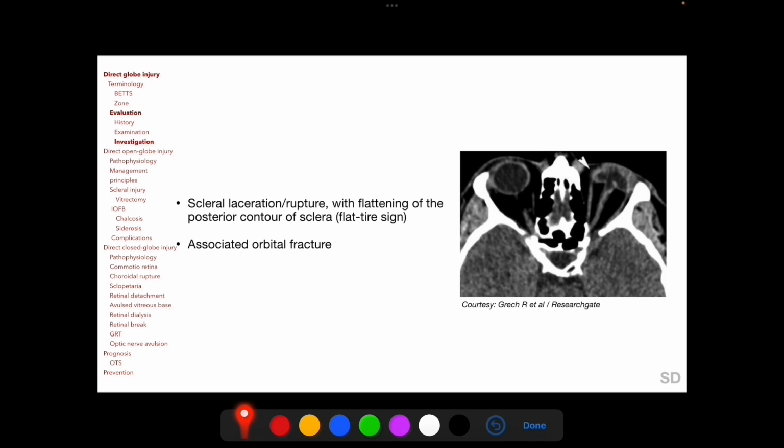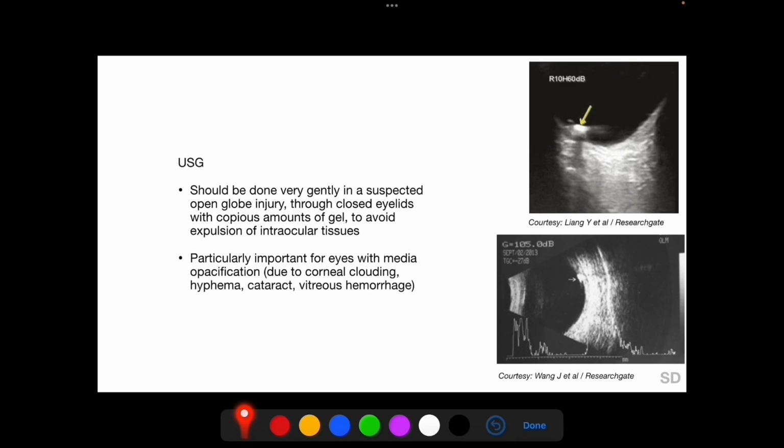CT scan can also suggest scleral laceration or rupture by demonstrating flattening of the posterior contour of the sclera, as seen here in this CT scan, which is also known as the flat tire sign, and CT scan of orbit can also show associated orbital fractures. In suspected open globe injury, B-scan ultrasonography should be done very gently through closed eyelids with copious amounts of ultrasound gel to avoid expulsion of intraocular contents. And B-scan ultrasonography is particularly important for eyes with media opacification due to corneal clouding, hyphema, cataract, and/or vitreous hemorrhage.